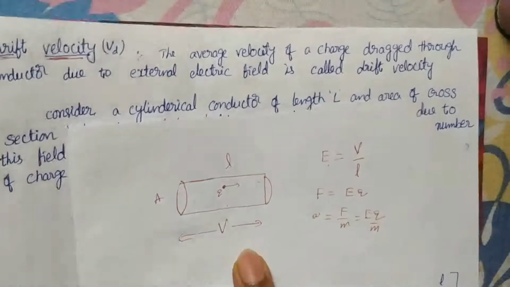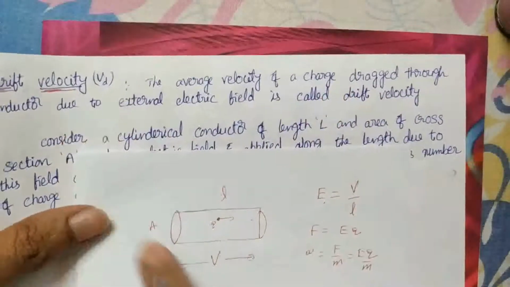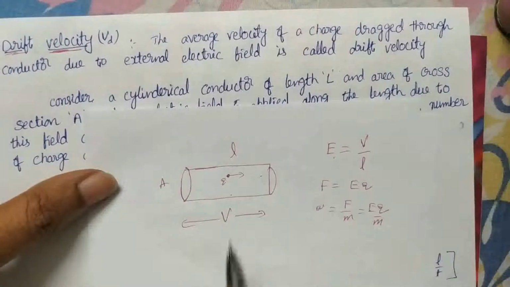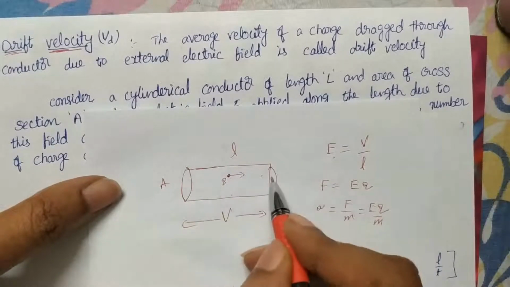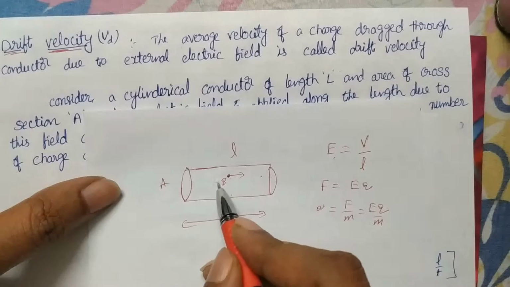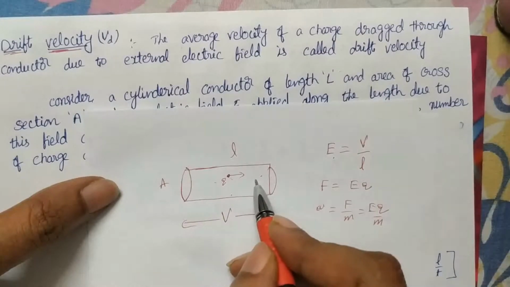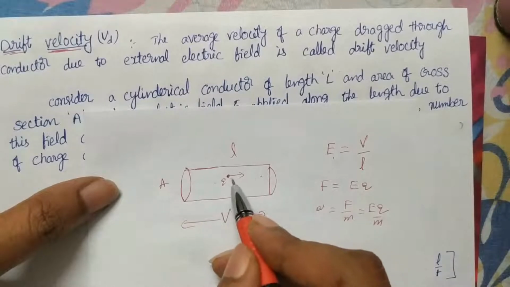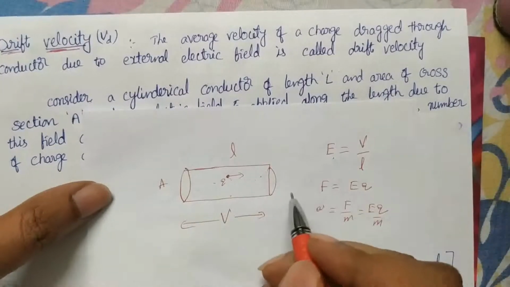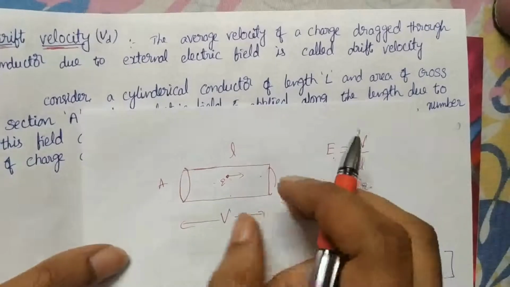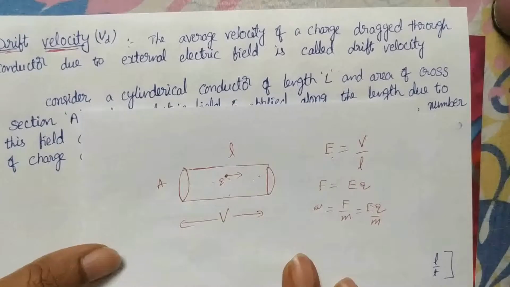So in the definition they mention that it is the average velocity of charge dragged through the conductor. Why do they mention dragged through the conductor? This electron or some charge carrier moving from one end to the other may take a number of collisions with other charges, and maybe a number of collisions with the atoms. Due to that, this particle is dragged through the material by the electric field. That's why drift velocity is called dragged velocity inside the material.